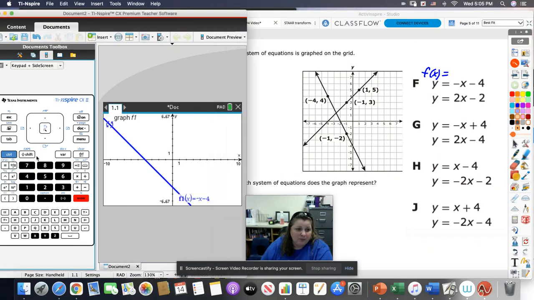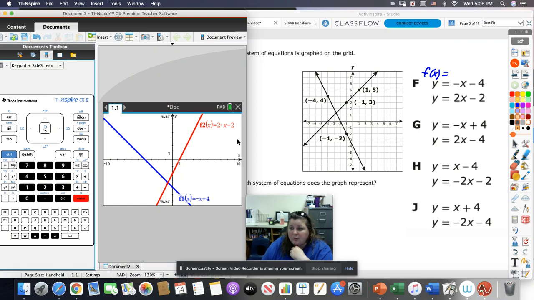Then you hit enter. Then you hit the tab button and type in the second one, 2x. Again, you're just typing what you see after the y. Y is by itself. You just type what's after the equal sign. Enter. And here's the two lines. So are these the same lines as this? No, these cross in quadrant 3.